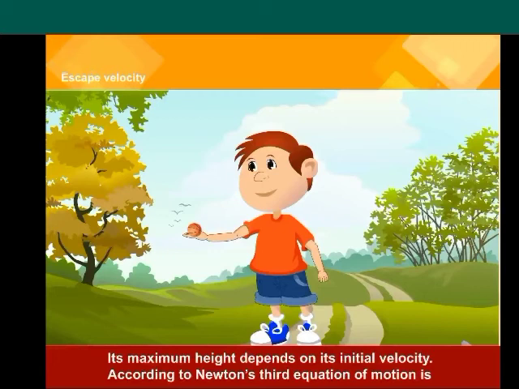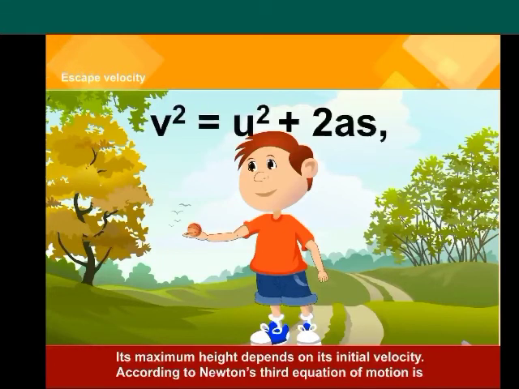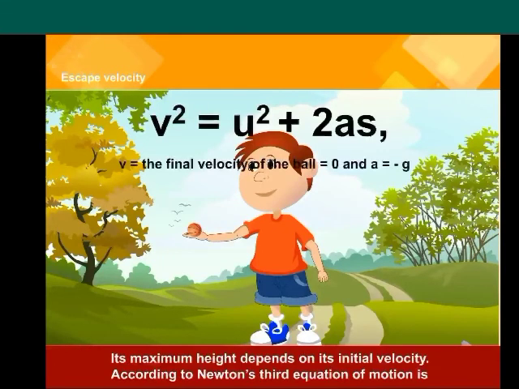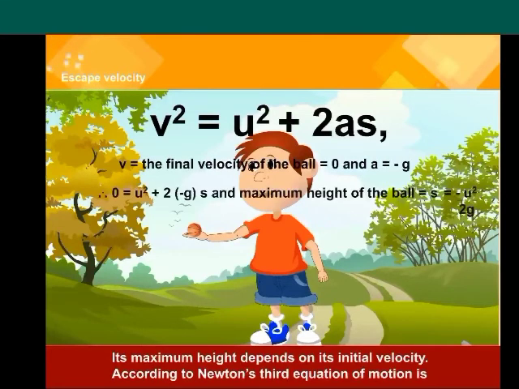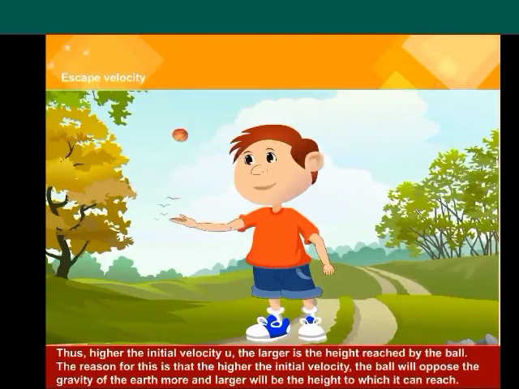According to Newton's third equation of motion, v square is equal to u square plus 2as. v, the final velocity of the ball, is equal to 0, and a is equal to minus g. Therefore, 0 is equal to u square plus 2 in bracket minus g bracket close s, and the maximum height of the ball, s, is equal to u square upon 2g. Thus, the higher the initial velocity u, the larger is the height reached by the ball.